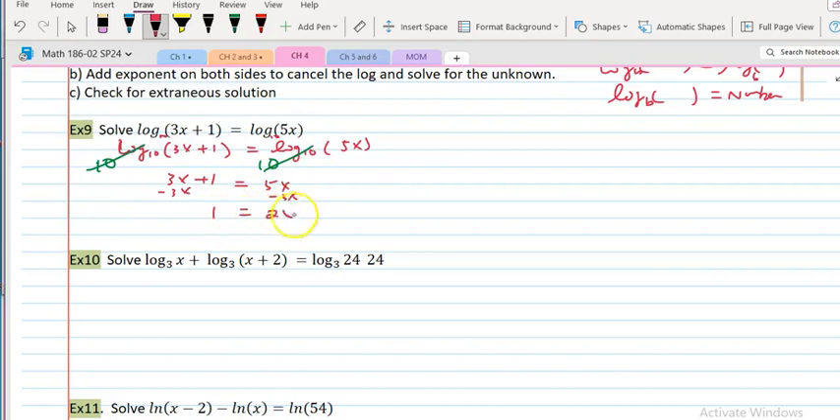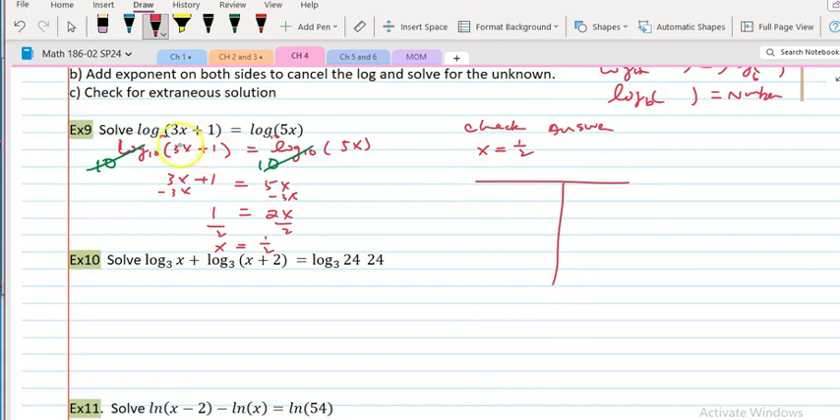1 equal to 2x. And then divided by 2, x is equal to 1/2. So that's the solving part. This is step 2. Step 3, you always want to check the solution, check the answer. Check if x is equal to 1/2 is right or not.